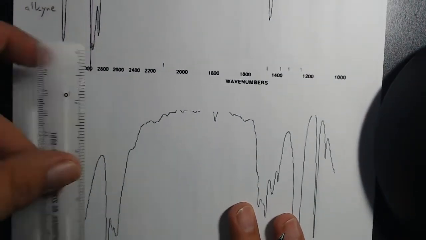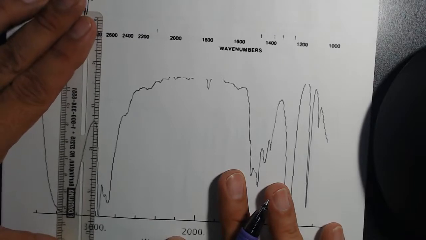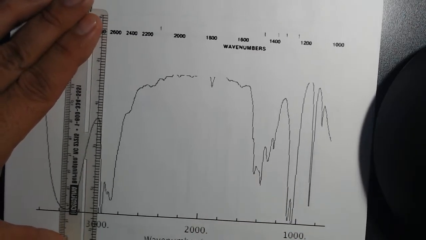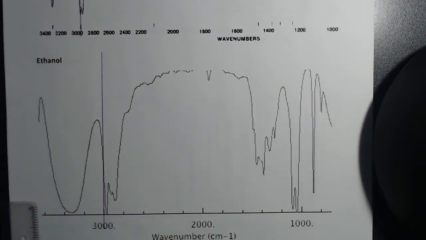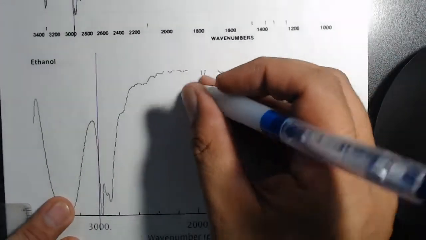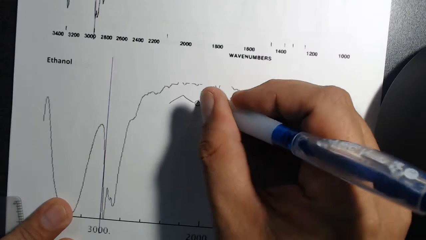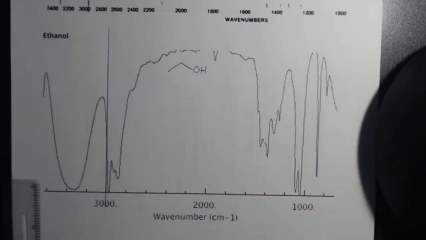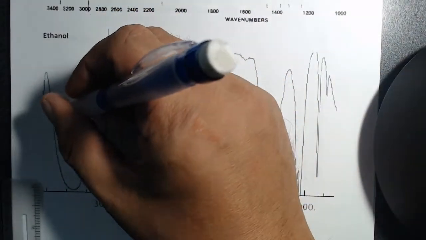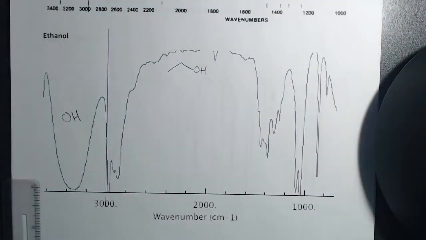All right, same thing for the next guy right here. So 3000, just to be clear what's going on. And this is ethanol. So I want to go ahead and draw the structure here so you know what it is. So it's ethyl with an OH. To the left of 3000, if you see a broad parabola-like shape, that is your OH. That is the OH bond.